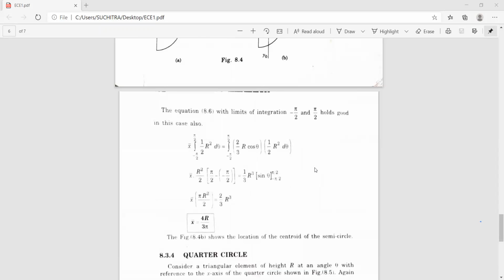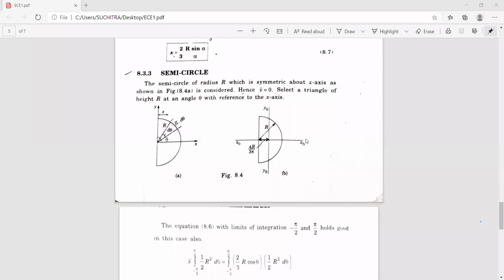Only in the case of the semicircle, you have to look for the axis of symmetry. If the semicircle is symmetrical about the x-axis, y bar is 0 and x bar will be 4r by 3 pi. And if the semicircle is symmetrical about the y-axis, x bar is 0, then y bar will be 4r by 3 pi. So in the next class, we shall solve some numerical problems on centroid so that you will understand better how to calculate the centroidal distance of a triangle or a rectangle or semicircle, quarter circle, whatever may be the shape of the figure.